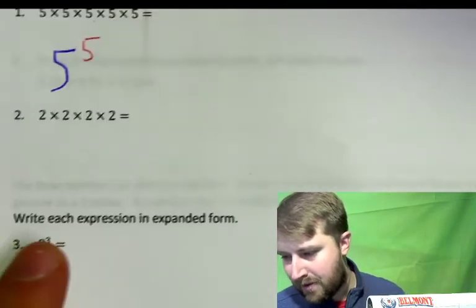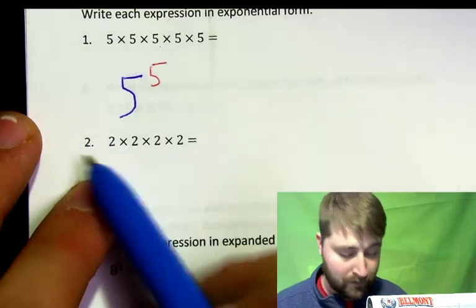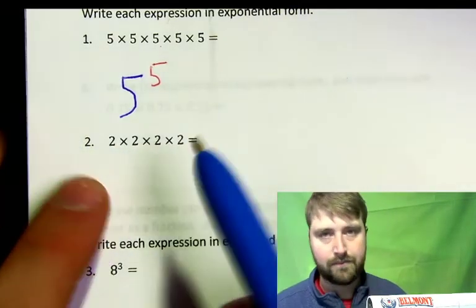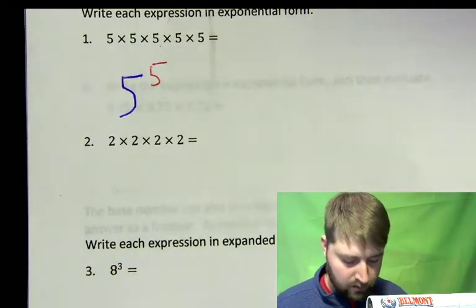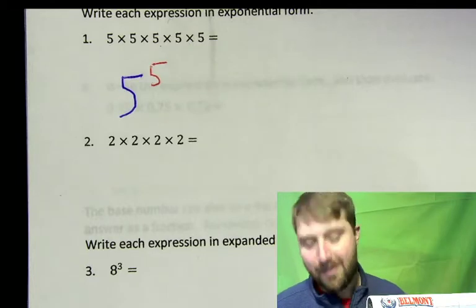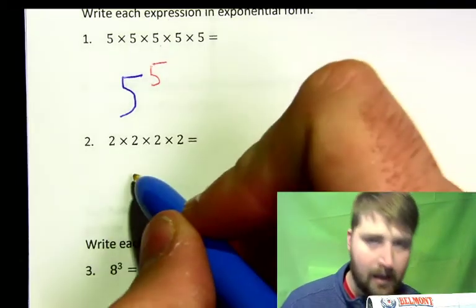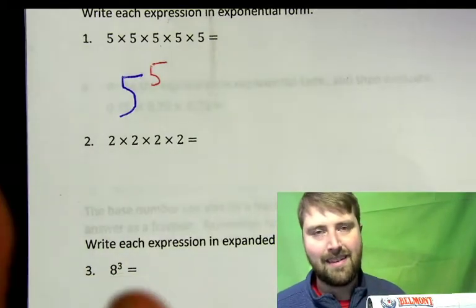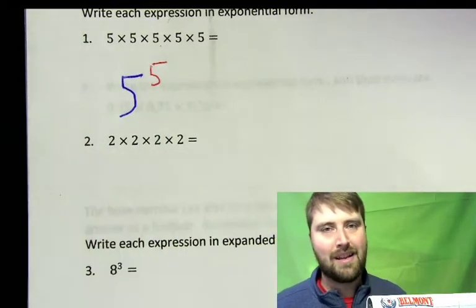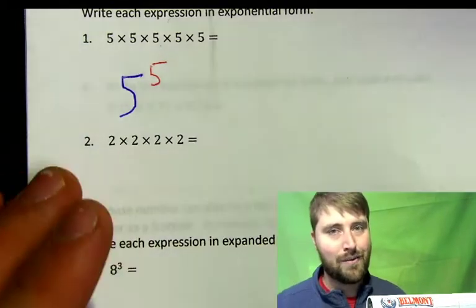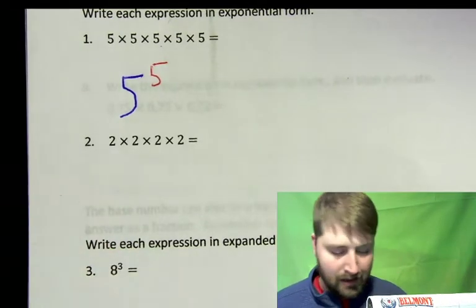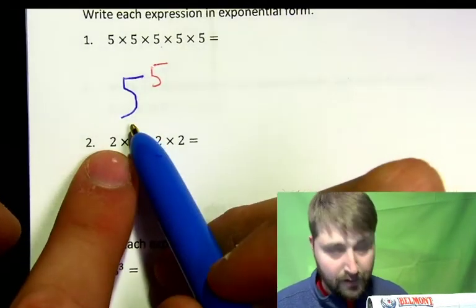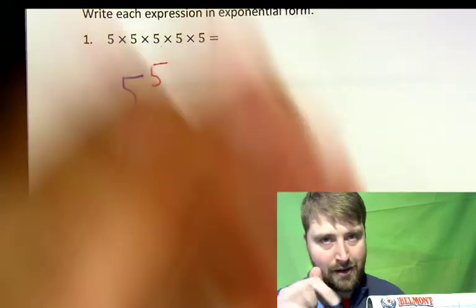So looking at example 2, we are multiplying 2 times 2 times 2 times 2. What number are we multiplying by itself? Absolutely, we are multiplying the 2 by itself. If I haven't said this yet, as always, when we are taking notes together, make sure you are also taking these notes. So anything I've got on this paper, you should have on yours as well.